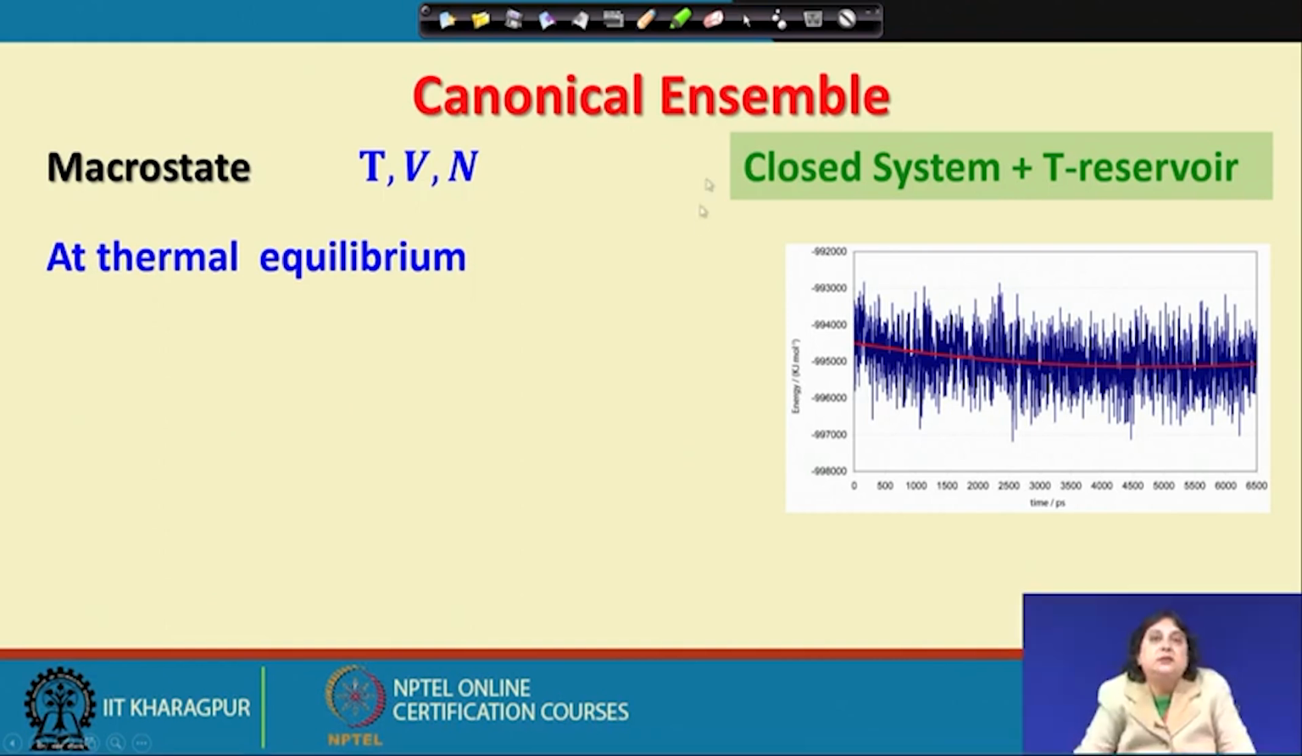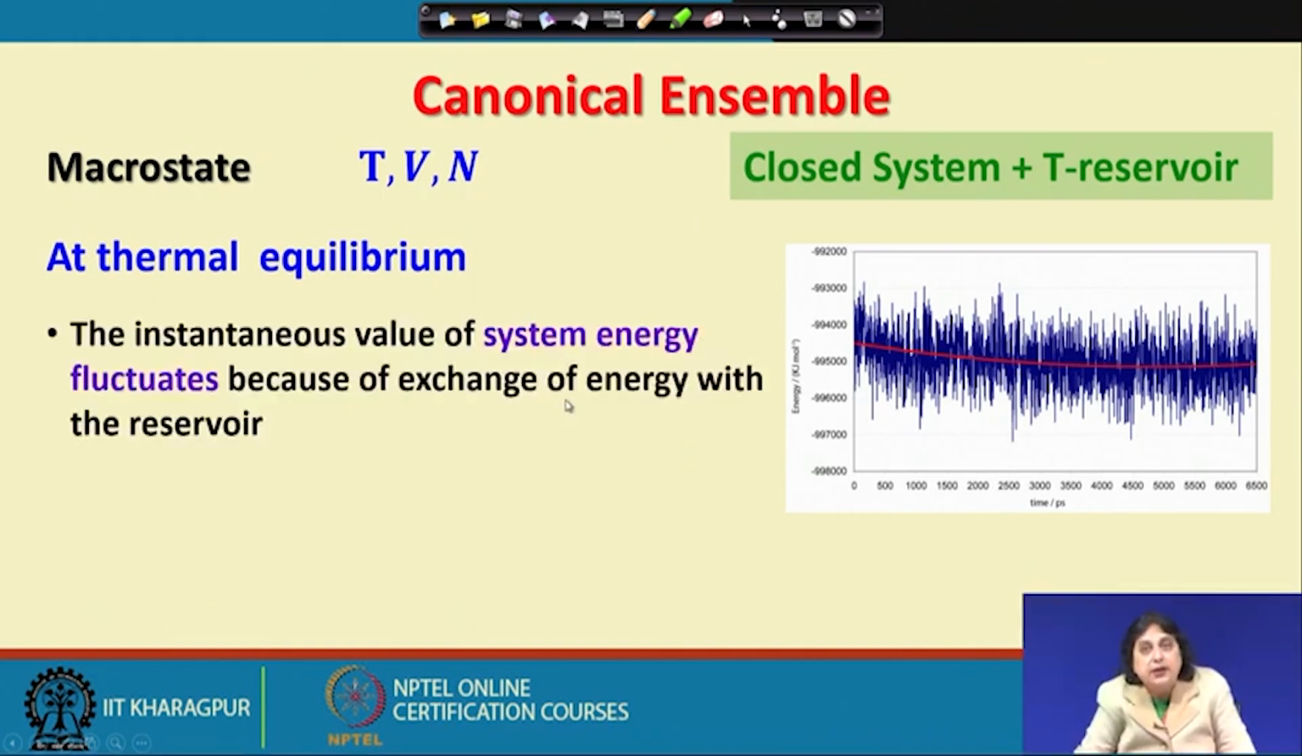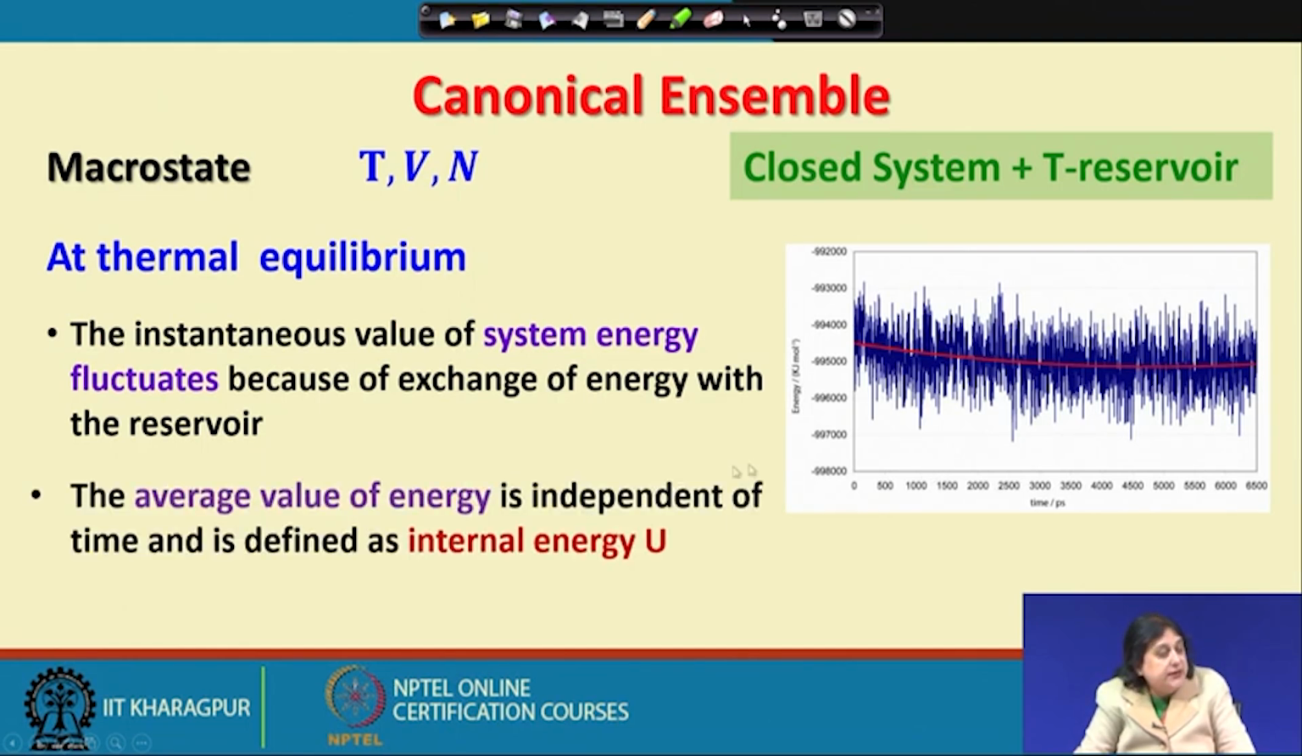what happens at thermal equilibrium. Now, at thermal equilibrium, the instantaneous value of the system energy goes on fluctuating as shown in this figure, as I have mentioned right now. But as you see, if I take the average within a certain time interval, initially it was varying with time. That average, as shown by this red line over here, is initially varying, and then it becomes nearly independent of time. So, it is this average value that would be measured in experiments if we could measure energy.